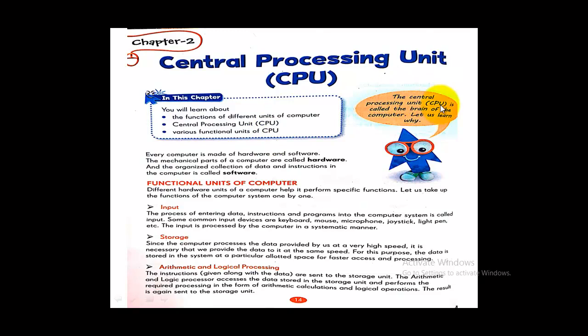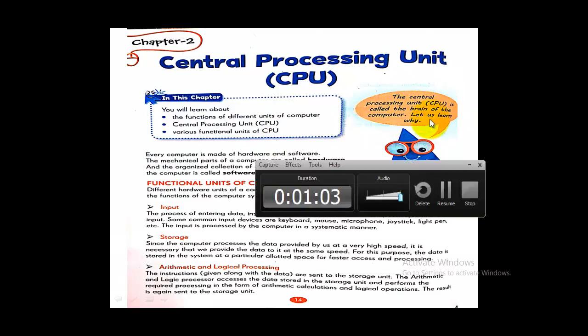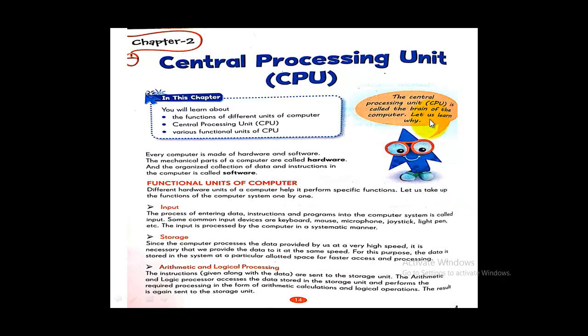The Central Processing Unit CPU is called the brain of the computer. Now we all know that CPU, that is Central Processing Unit, is known as the brain of the computer. Now let's start our chapter.